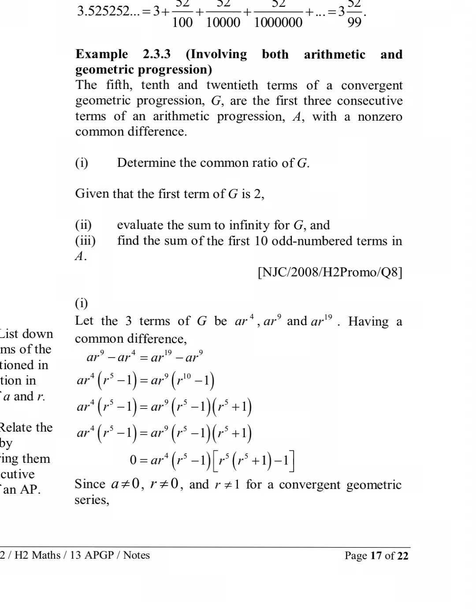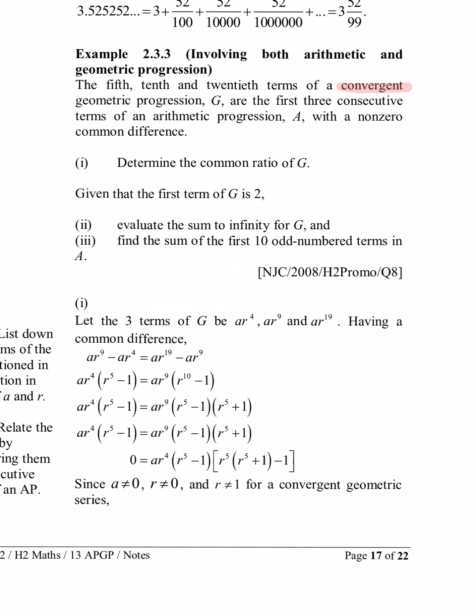In this question, it involves both AP and GP together in one question. So let's read the question carefully first. The 5th, 10th, and 20th terms of a convergent geometric series are the first 3 consecutive terms of an AP. I need you to highlight a few words. Over here, the word convergent is important.